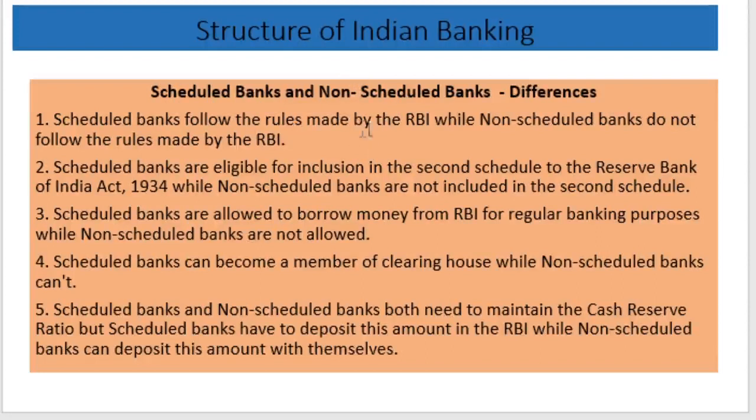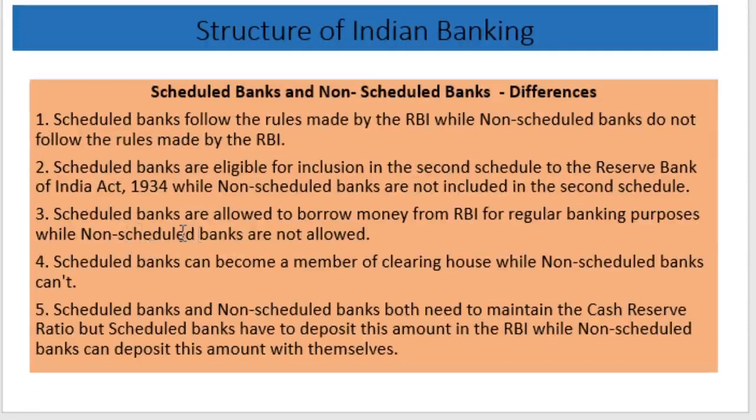Scheduled banks follow the RBI rules, whereas non-scheduled banks do not follow the rules of the RBI. Scheduled banks are eligible for inclusion in the second schedule of the RBI Act, while non-scheduled banks are not included in the second schedule of the RBI Act. This is the second difference. First one, the scheduled banks have to follow the RBI rules, whereas non-scheduled banks are not following the RBI rules. Second one, scheduled banks are included in the second schedule, whereas non-scheduled are those banks which are not included in the second schedule of the RBI Act.